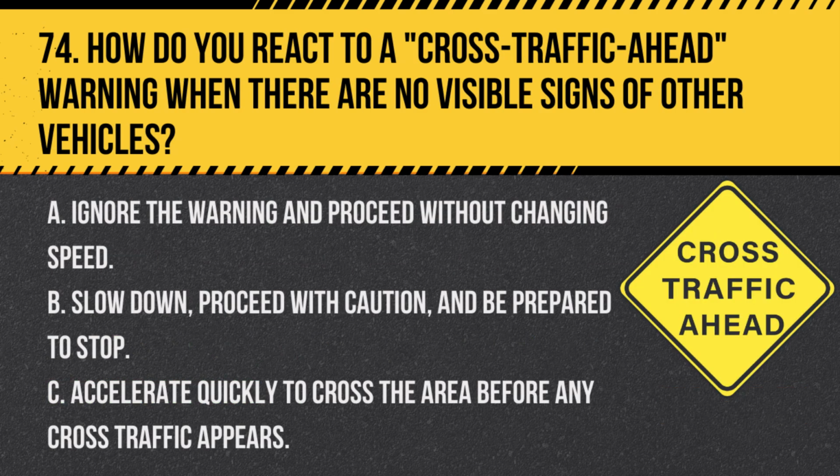Question 74. How do you react to a cross-traffic ahead warning when there are no visible signs of other vehicles? A. Ignore the warning and proceed without changing speed. B. Slow down, proceed with caution, and be prepared to stop. C. Accelerate quickly to cross the area before any cross-traffic appears. Answer. B. Slow down, proceed with caution, and be prepared to stop. Even if no vehicles are visible, conditions can change rapidly.